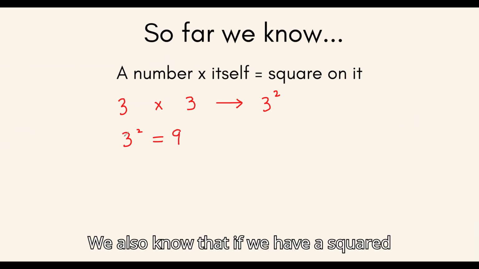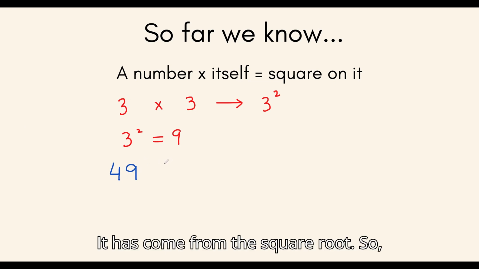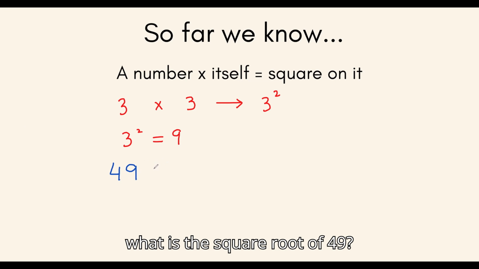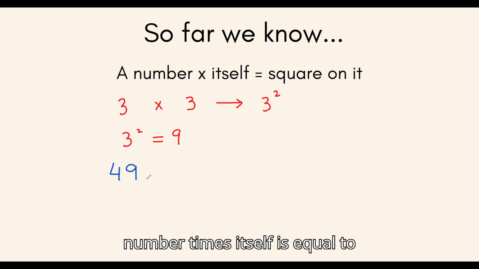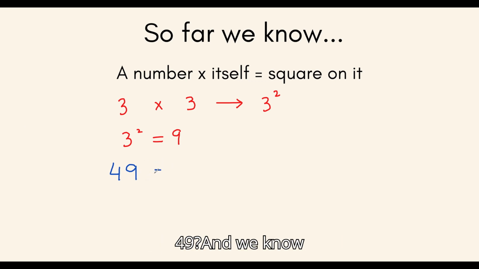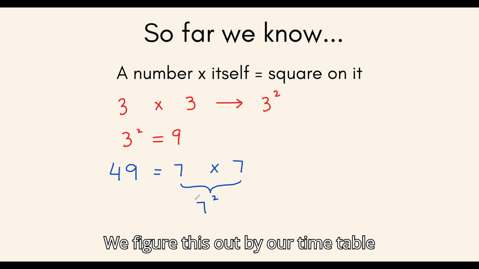We also know that if we have a square number, like 49, it has come from the square root. So what is the square root of 49? We ask ourselves, what number times itself is equal to 49? And we know that 7 times 7 will give us 49, and 7 times 7 can also be written as 7 with a square on top. We figured this out by our times table knowledge.